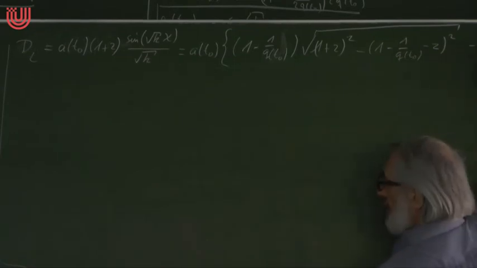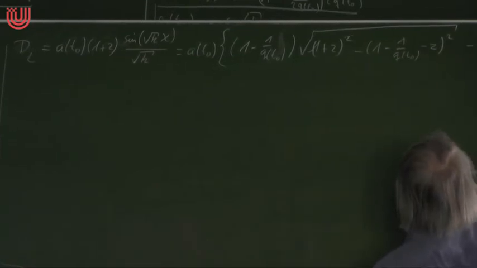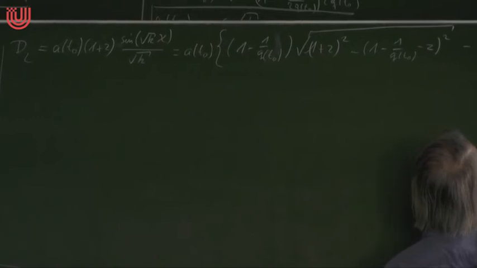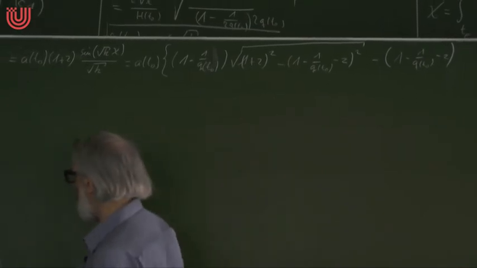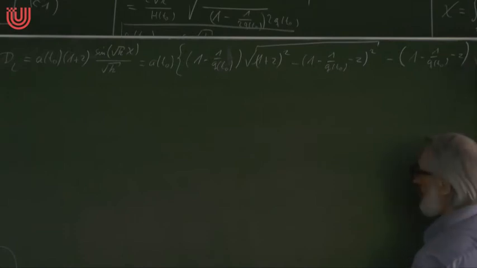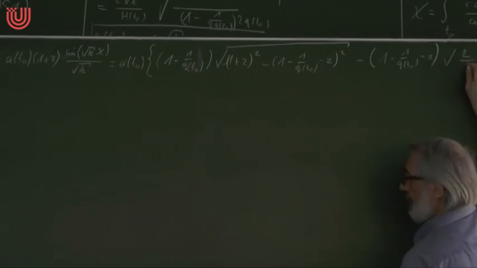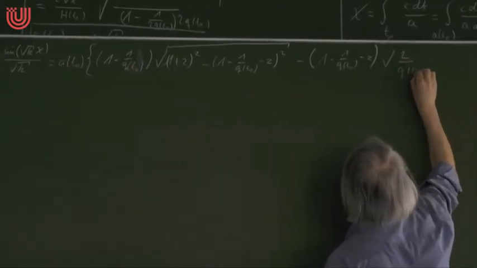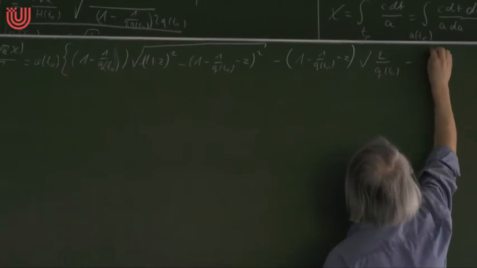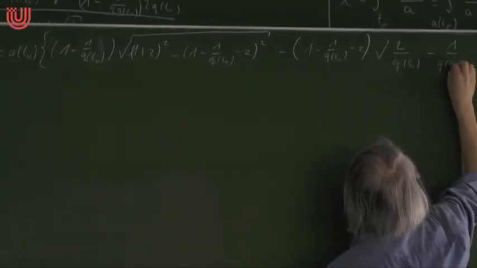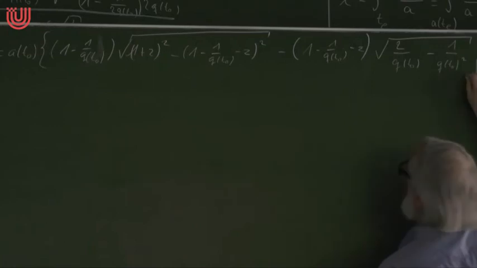And here, just this factor, 1 plus z is killed. Minus 1 minus 1 over q of TO minus z. Can I simplify this a little bit? Yes, I think I can multiply. I can use the binomial theorem. So I get 1 minus 1 is 0, plus 2 over q, minus 1 over q squared. And that's it.